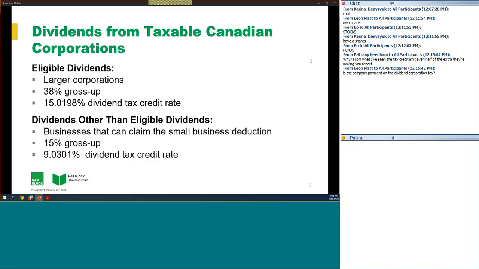What you'll find is that dividends are actually one of the best ways to get money on a tax return and pay the least tax.